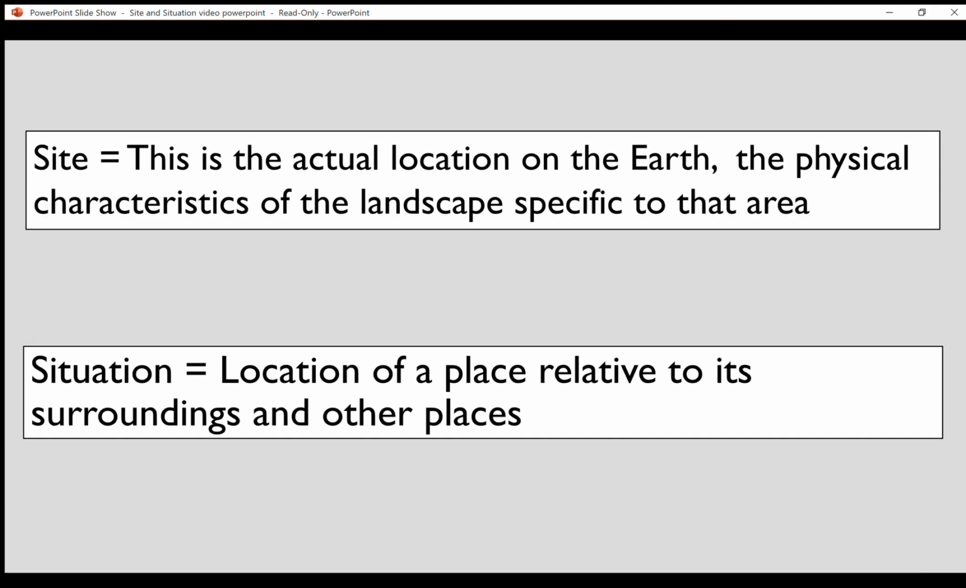Okay, so the definitions of site and situation are often quite confusing, but I find the easiest way to think about them is that site is the actual location of it on the earth, and the physical characteristics of the landscape, while situation is the location of a place relative to its surroundings. These may seem very similar, but hopefully through the lesson it will make sense why they're slightly different.